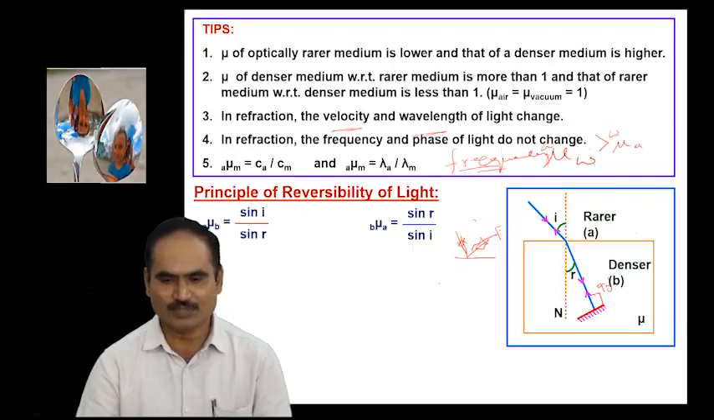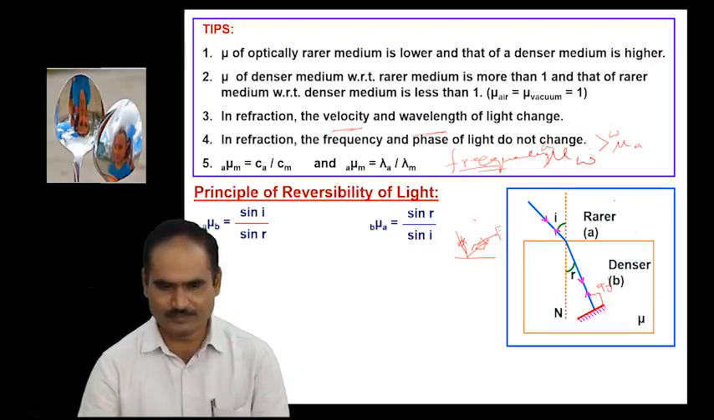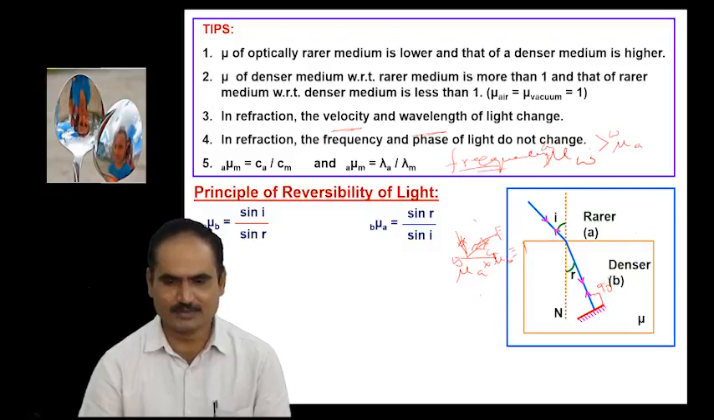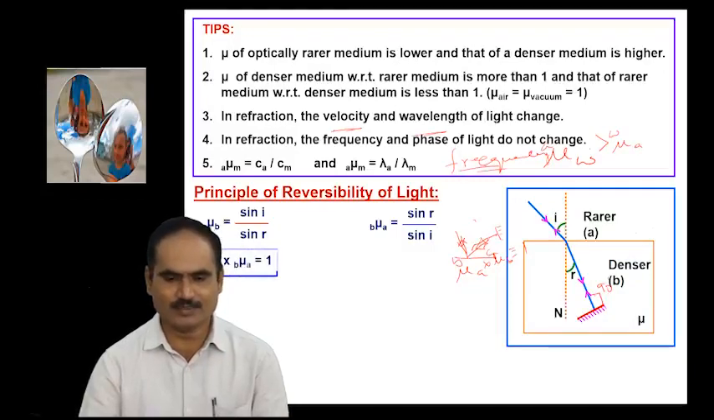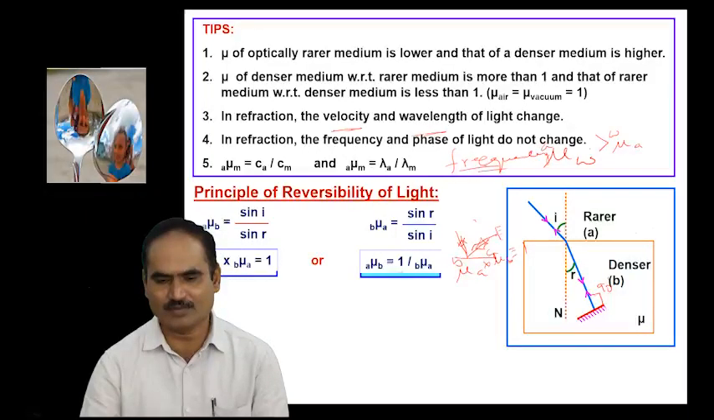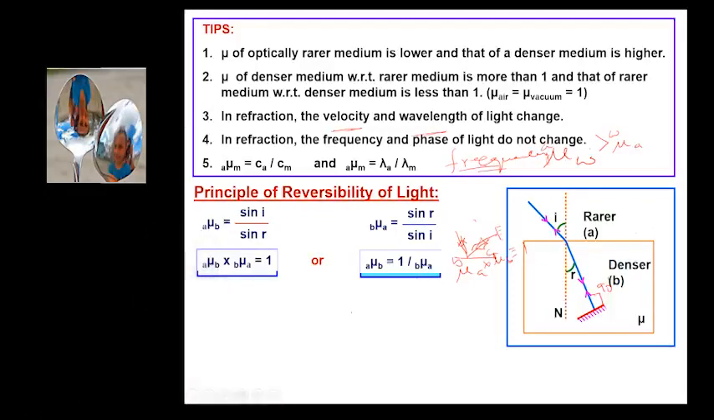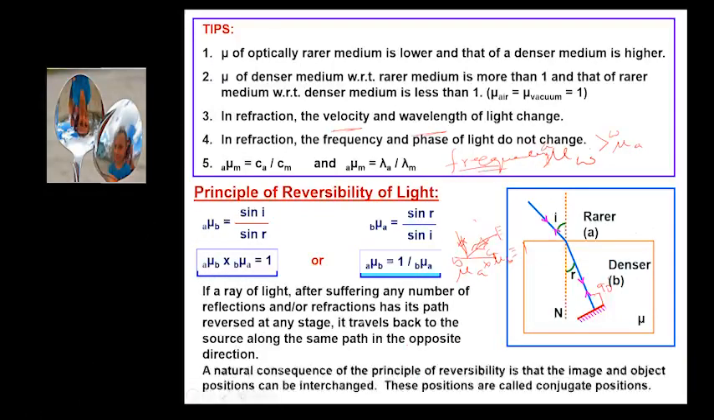One more thing you note: the refractive index of A with respect to B into the refractive index of B with respect to A is equal to 1, because they are reciprocal to each other, right? So by using that property, mu AB into mu BA is equal to 1, then we can write like this, mu AB is equal to 1 by mu BA. Then mu AB as it is I am writing here, right? And mu BA I will write in the reciprocal here, okay? Then you see what you will get.